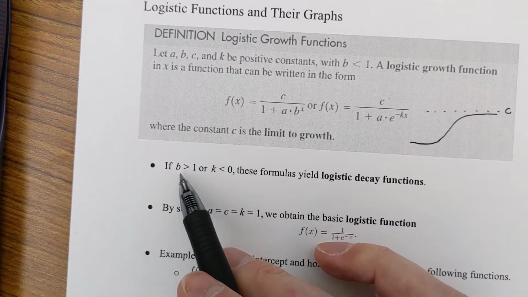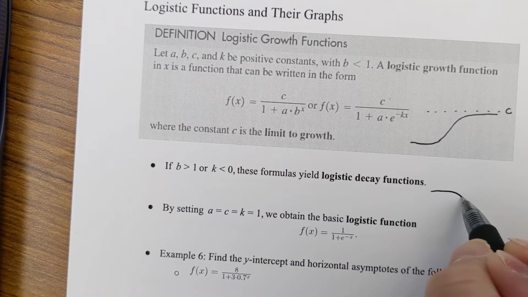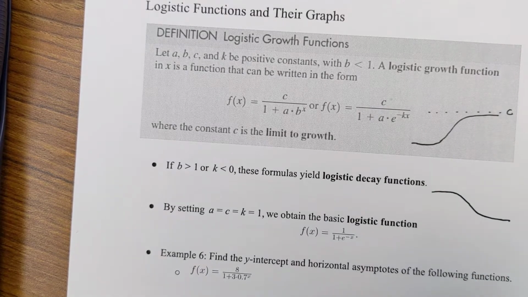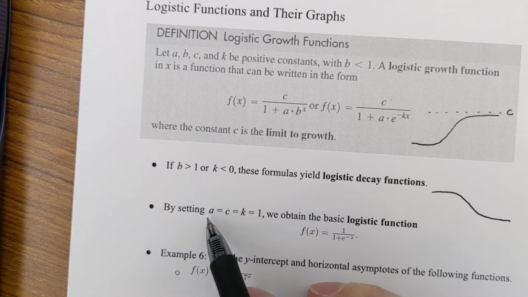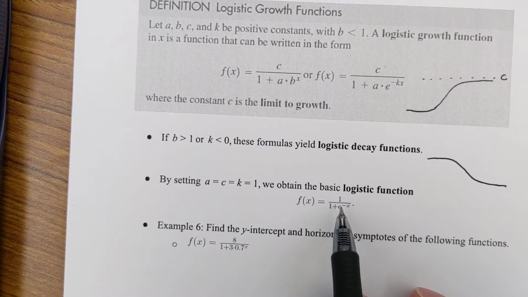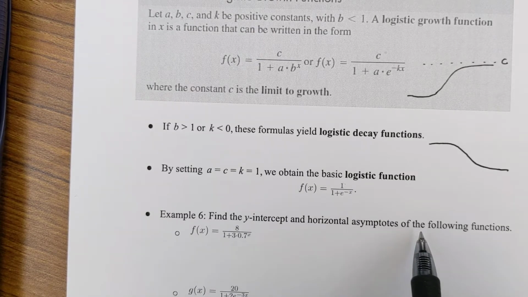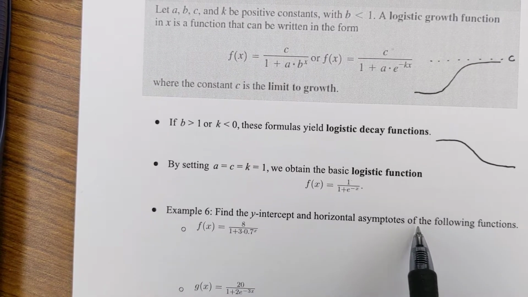So if you make b greater than 1 or k less than 0, you get a logistic decay function, which just mirrors the function. So the population falls like that. So by setting a equal to c equal to k equal to 1, we have the basic, most general logistic function possible. So here it says find the y-intercept and the horizontal asymptotes of the following functions.